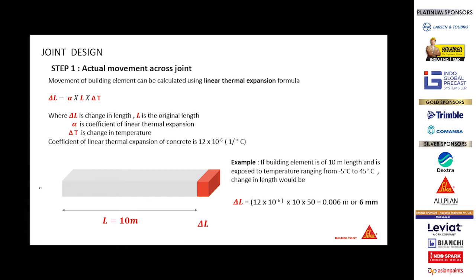So first we need to calculate the actual movement which should happen across the panel, and that is calculated using the simple linear thermal expansion formula. So if the element is 10 meters in length, and considering it will be exposed to temperatures ranging from -5 to 45, the temperature delta is 50. Considering the coefficient of thermal expansion, for 10 meter length, there would be a change in dimension of 6 mm. So if you have two precast elements, at least as per this assumption, there should be a 12 mm gap.